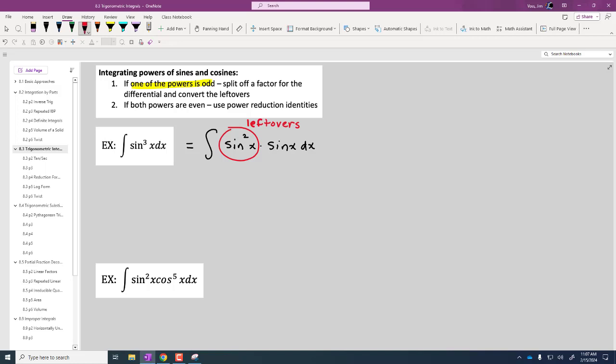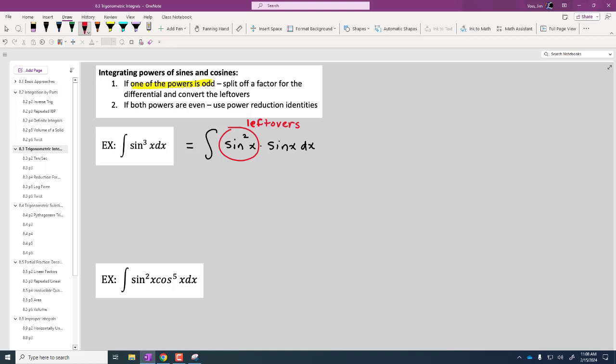What does convert the leftovers mean? If we have an integral with sines and cosines, and our leftovers are sines, we convert them to cosines. If our leftovers are cosines, we convert them to sines. So the sine squareds are leftovers. Notice it's got an even power. If you start with an odd power and you pull one off, you're going to be left with an even power. So you can always use a Pythagorean substitution.